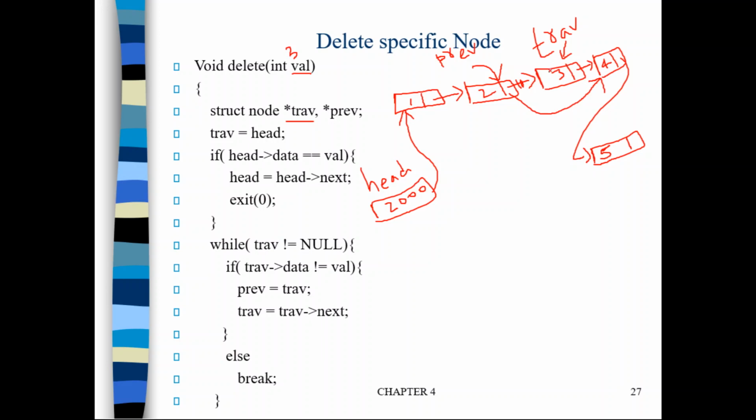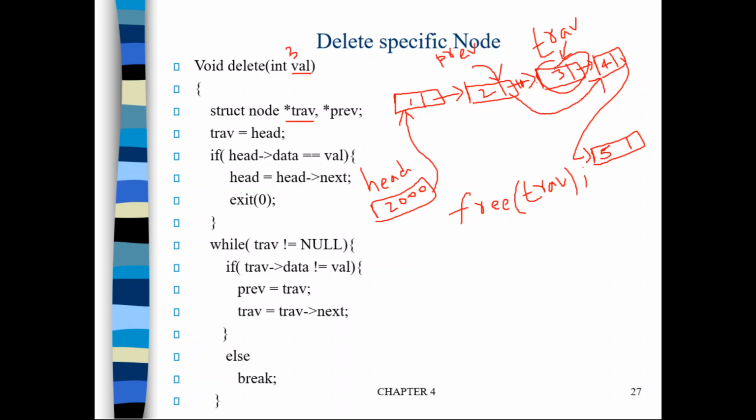And to further delete, because this is dynamic memory allocation, we can say free of traverse, because traverse is pointing to the node that is to be deleted. When you say free of traverse, this memory will be reclaimed by the operating system. That is, the OS will take it back. That's it. So this is how we delete a node from a linked list.